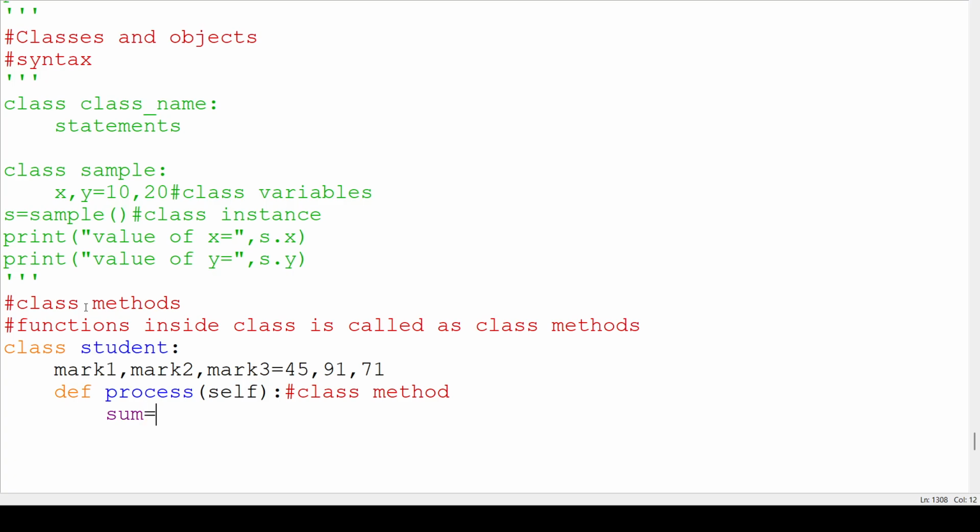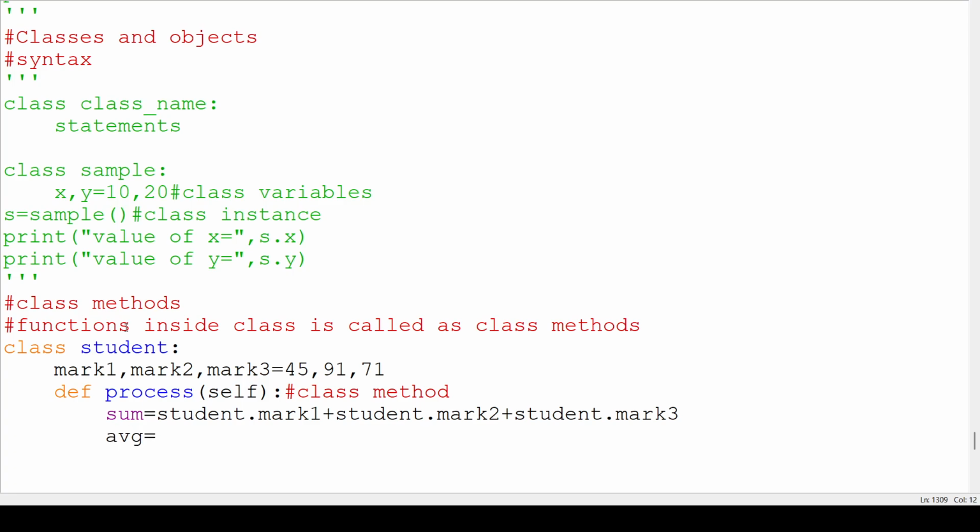Sum equal to, now we need to use the class name to access the marks. Like student dot mark 1 plus student dot mark 2 plus student dot mark 3. Okay, this is the way to access a class variable. If you want to access a class variable inside a class method, then we have to use the class name.